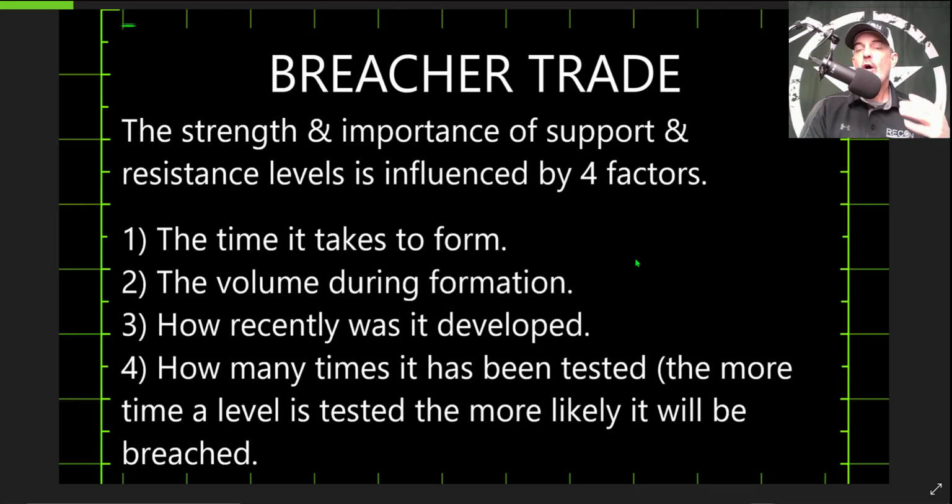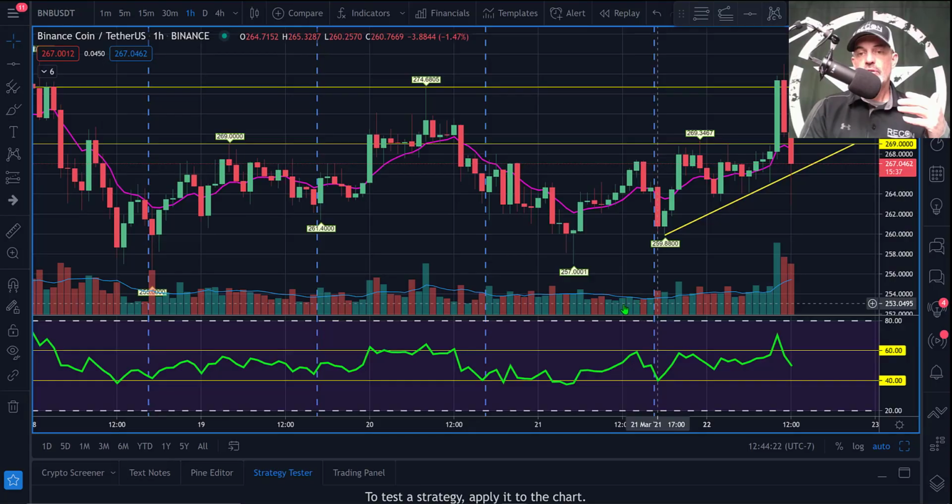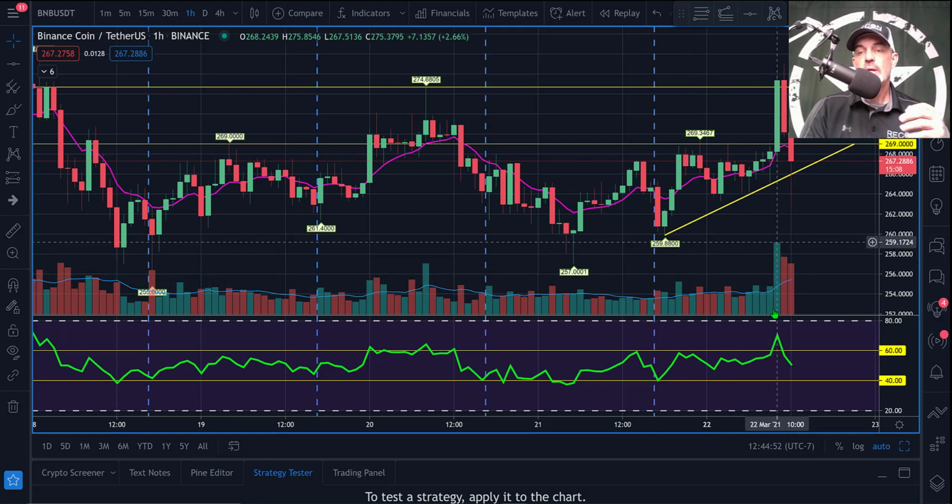The next factor is volume during formation. And we started to see some increase in volume, like on this particular candle, we got a bump in volume, it kind of fell off. We start to see a gradual rise in volume, however, from the time that this initial candle hit the resistance the first time. We do start to see a slow ramp up in volume. And then when we breach that level, we definitely see the volume kick in.